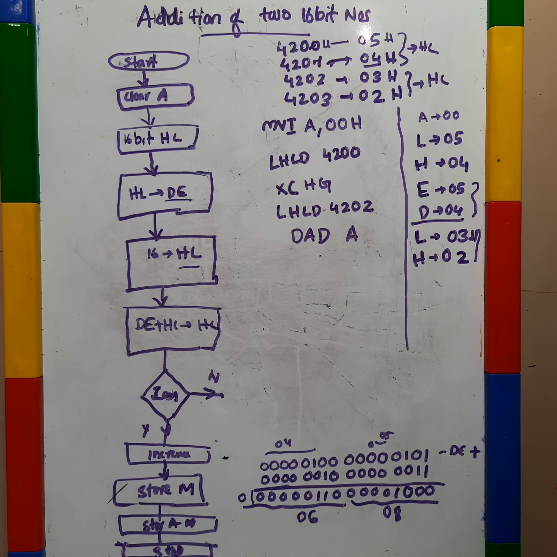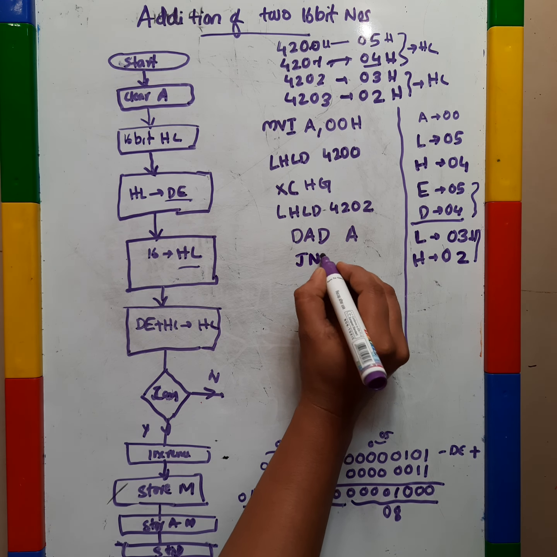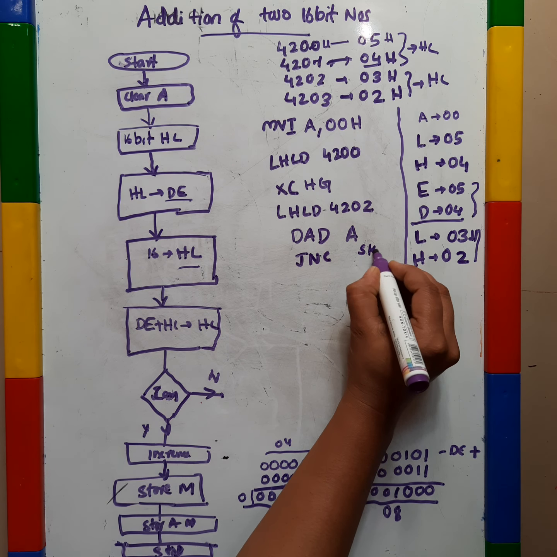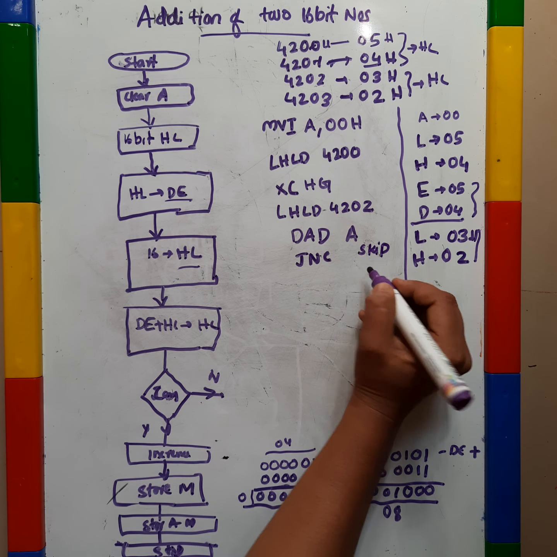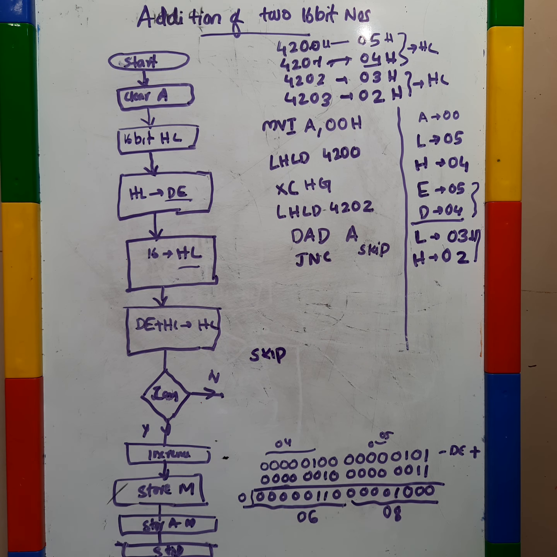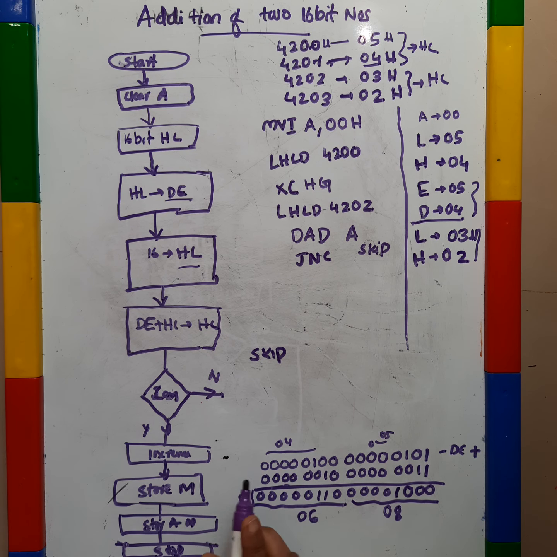Now we have added, now we have to check for carry. For checking carry we are using this instruction, jump if no carry to skip. Okay, means if there is no carry it will go to skip loop. Okay, this we are representing as a loop, and if there is any carry, then here will be 1 and carry flag will be set to 1. Okay, carry flag in the processor.